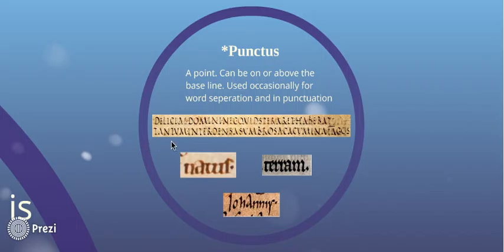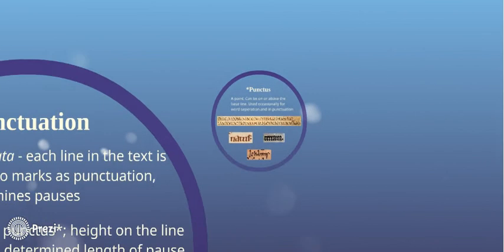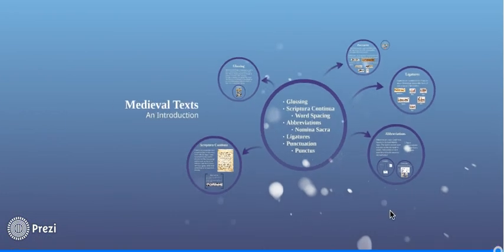This example here is a script using Roman rustic capitals. There are punctuses interspersed to determine word separation. And here are some more examples of punctuses used at the end of words for punctuation. Well, that was the basic overview of different characteristics you can find in medieval texts.